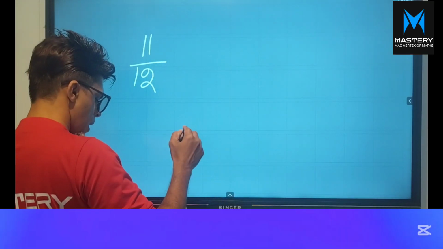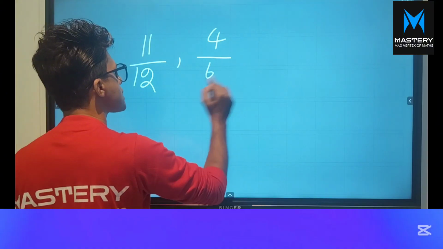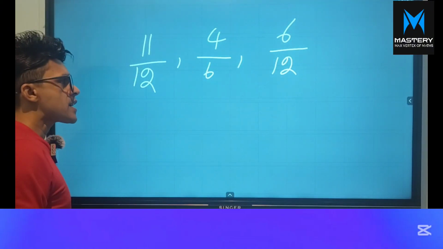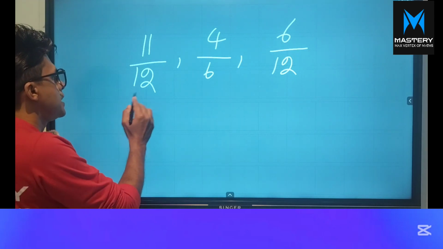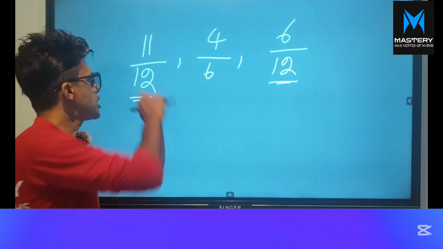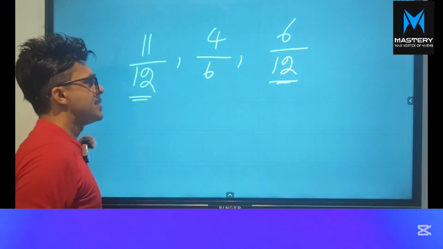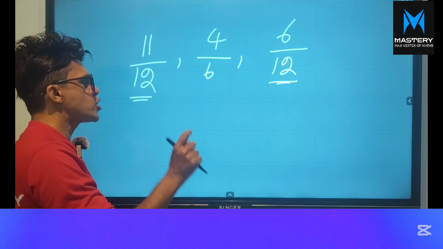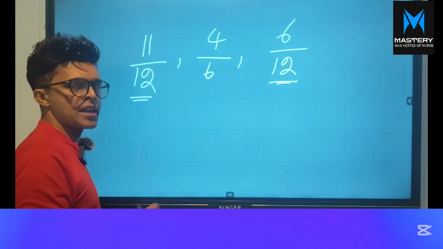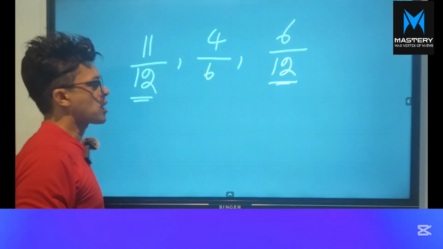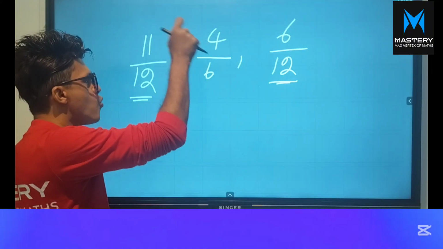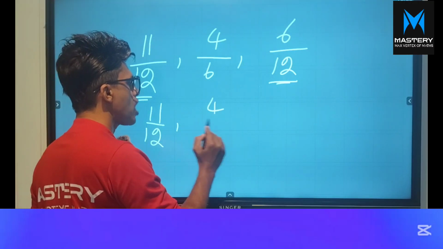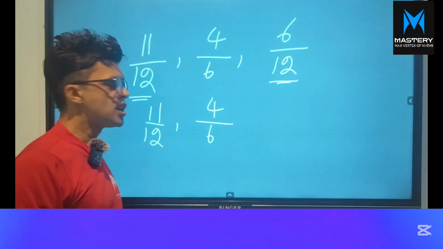11 over 12, 4 over 6, 6 over 12. Here, you can see the denominator is 12, 12 and 6. So as to get the answers properly, you need to get an equal value for the denominator, to write these fractions in ascending order. Therefore, what we are doing here is getting 12 instead of the 6.